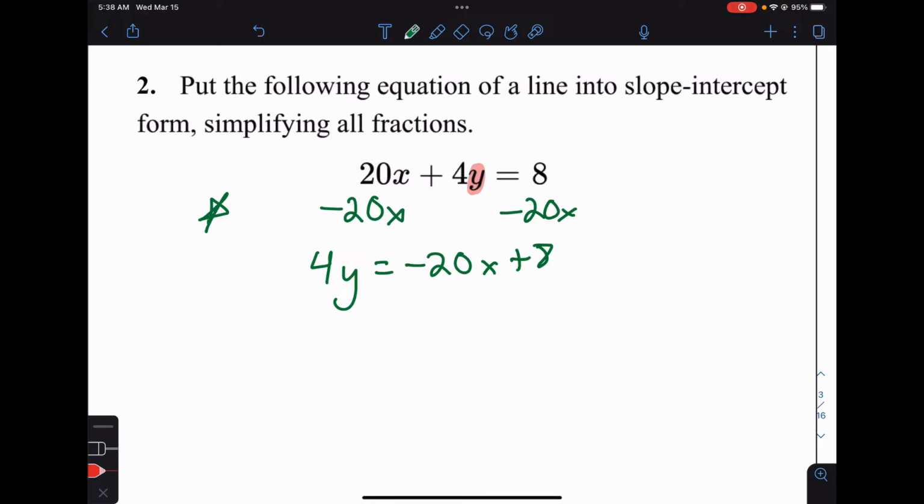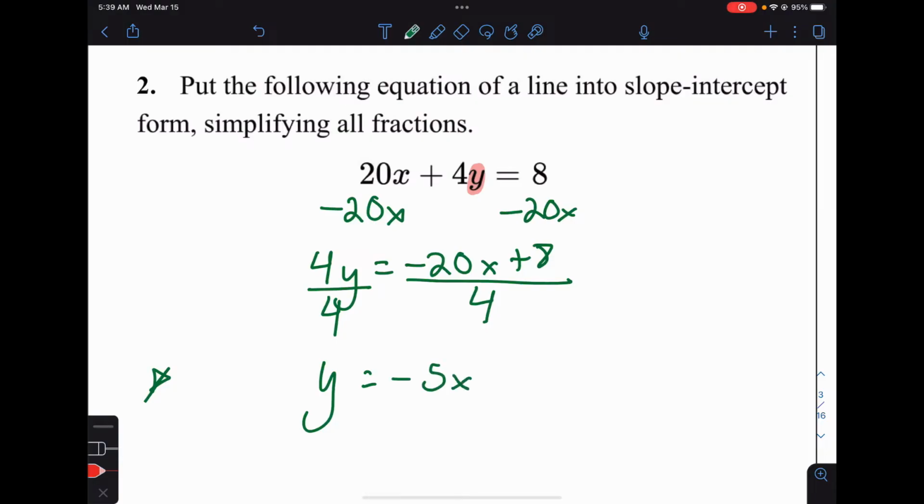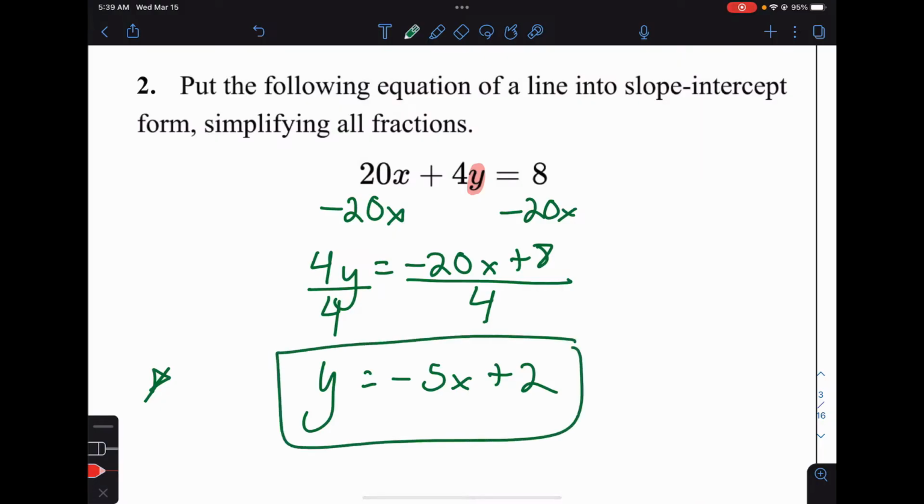Next, what we want to do is divide by 4. And again, you want to divide everything by 4. When we do that, think about how this side of the equation is going to simplify. We should end up with negative 5x plus 2, because negative 20 divided by 4 gives us a negative 5x. And then 8 divided by 4 gives us a 2. So in this case, our slope would be negative 5, and our y-intercept would be 2.